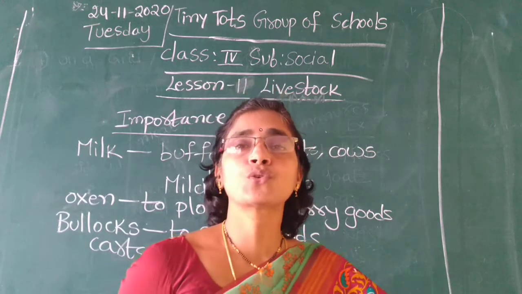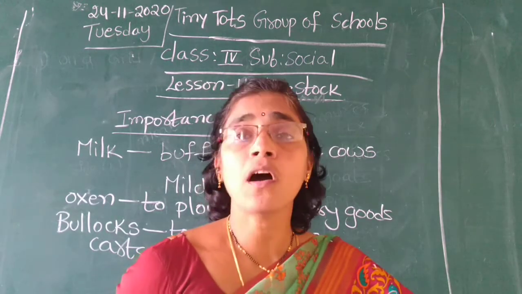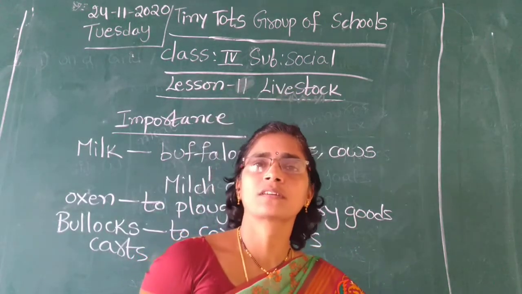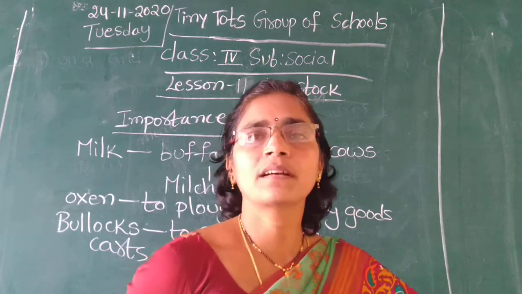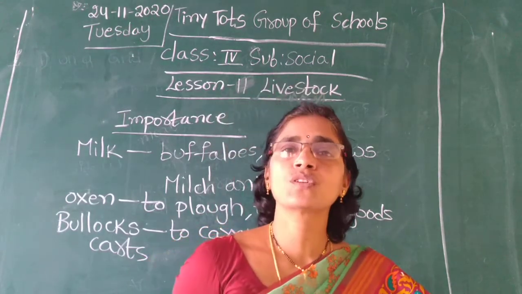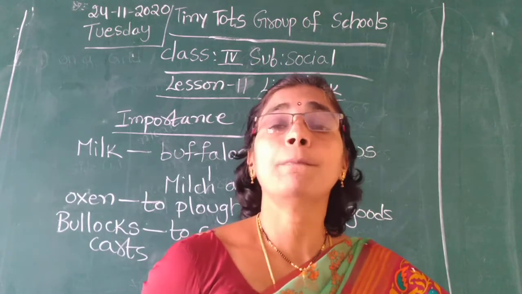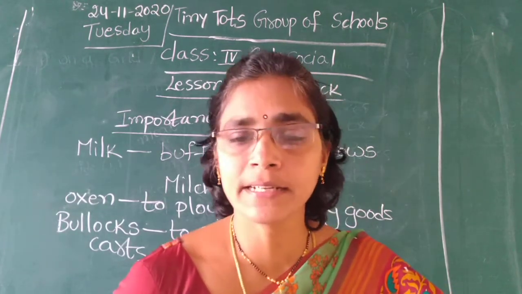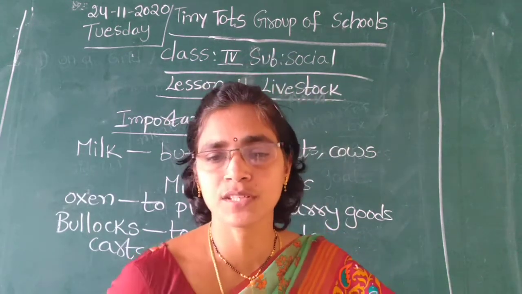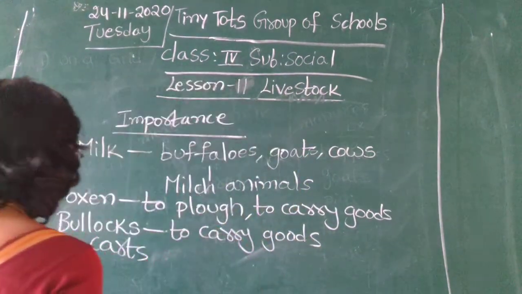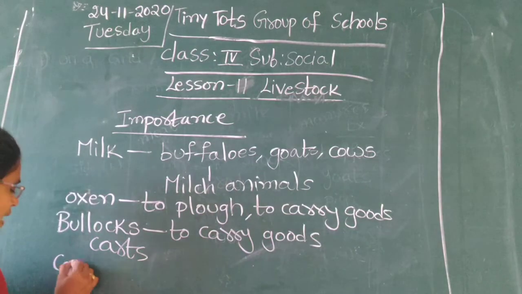And it is used to carry the farm products, like milk and vegetables, fruits, eggs. They can carry goods to big towns, to big markets in the towns. And next one, cow dung is used as the manure.